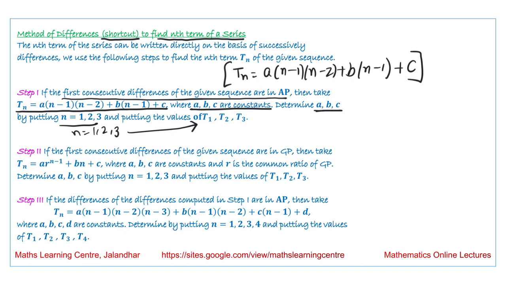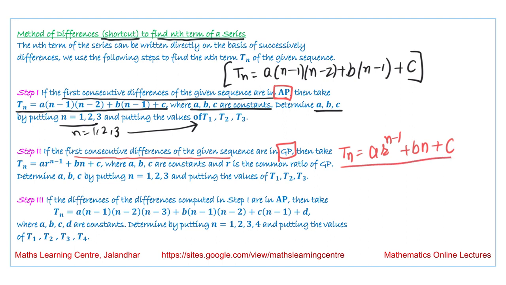Second, we are saying if the first consecutive difference of the given sequence is in GP, in this case we are saying they are in AP, then we take Tn of the form a r raised to the power n minus 1 plus bn plus c. We substitute the values of n equal to 1, 2, 3, and from the values of T1, T2, T3 we obtain the values of a, b and c.